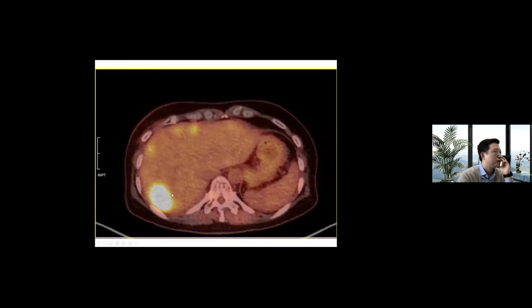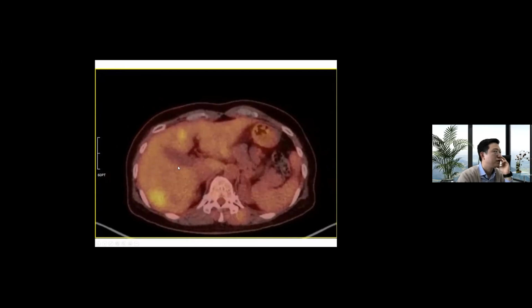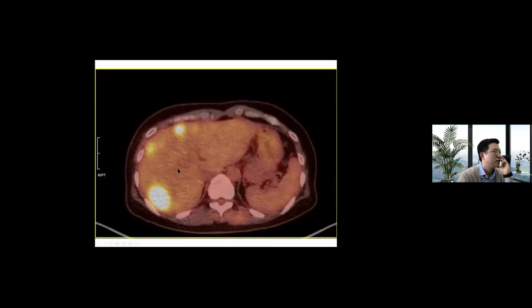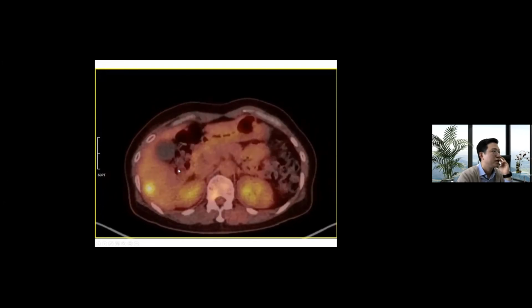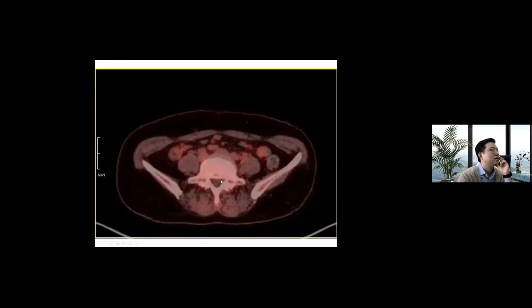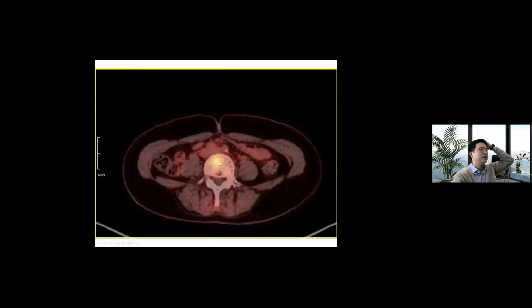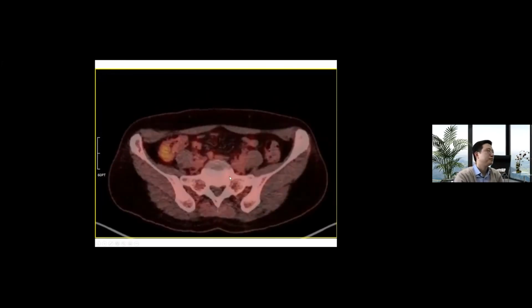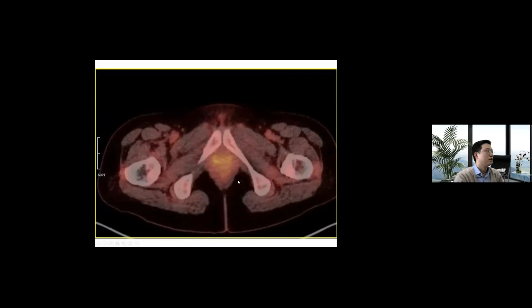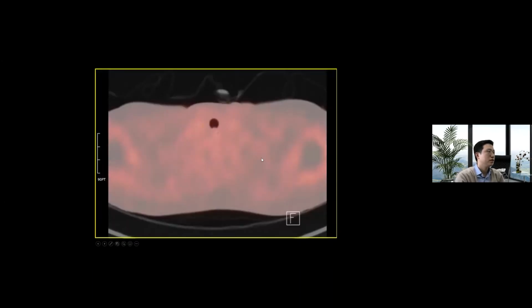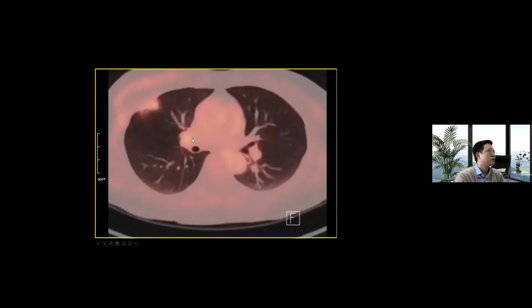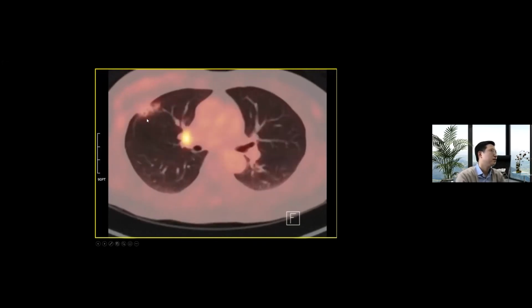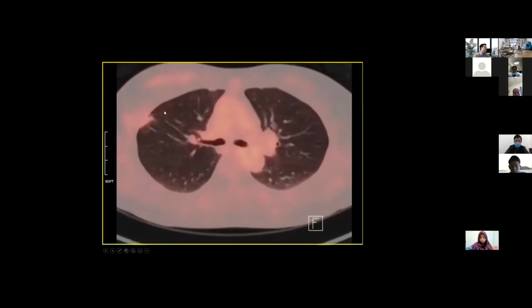And also there are multiple liver lesions, which look like metastasis, and a bone lesion in the lumbar vertebra. So you can see the lung area as well. And then you can see some consolidative lesion in the lung field with mildly increased uptake of FDG.